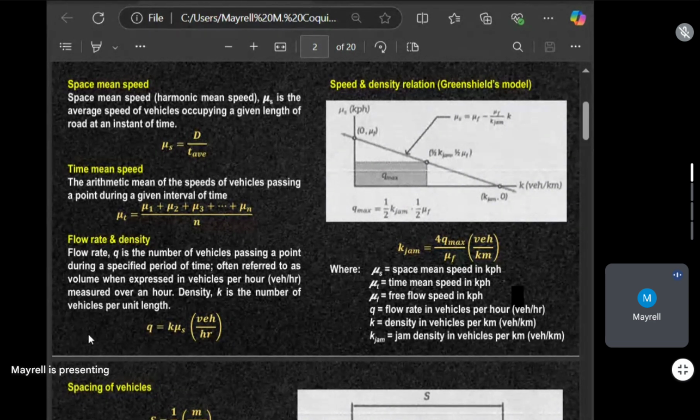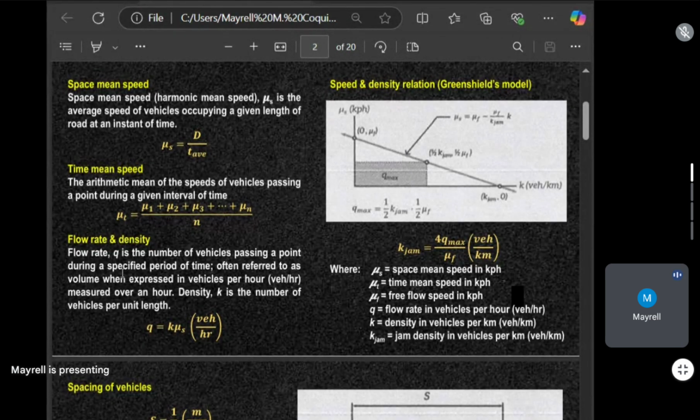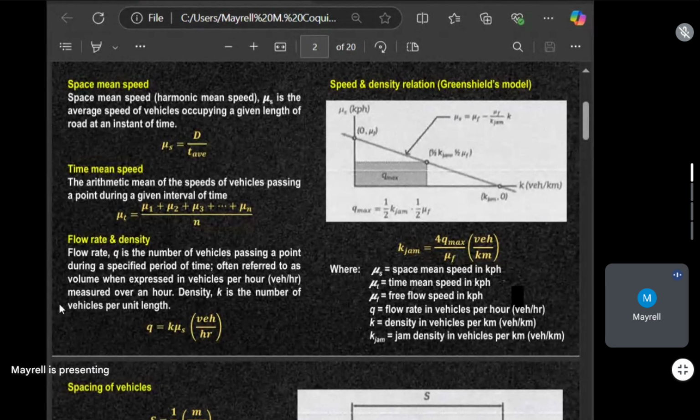Then we have flow rate and density. Flow rate is Q. It is the number of vehicles passing a point during a specified period of time, often referred to as volume when expressed in vehicles per hour, measured over an hour. Density is K. That is the number of vehicles per unit length. So Q is equal to K times mu s, or density times the space mean speed. That is in vehicles per hour.